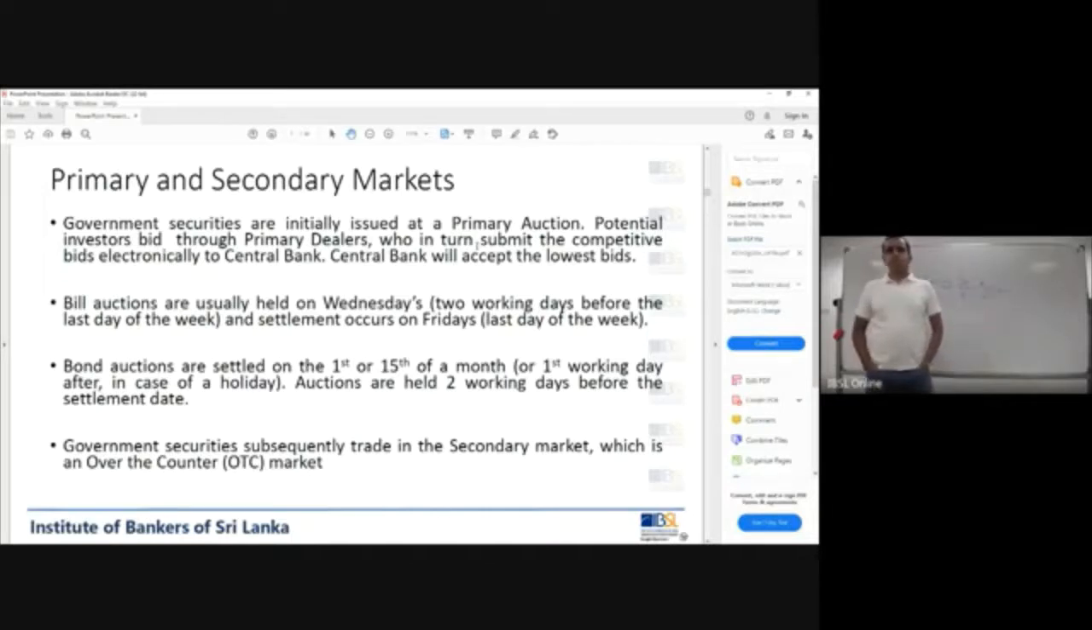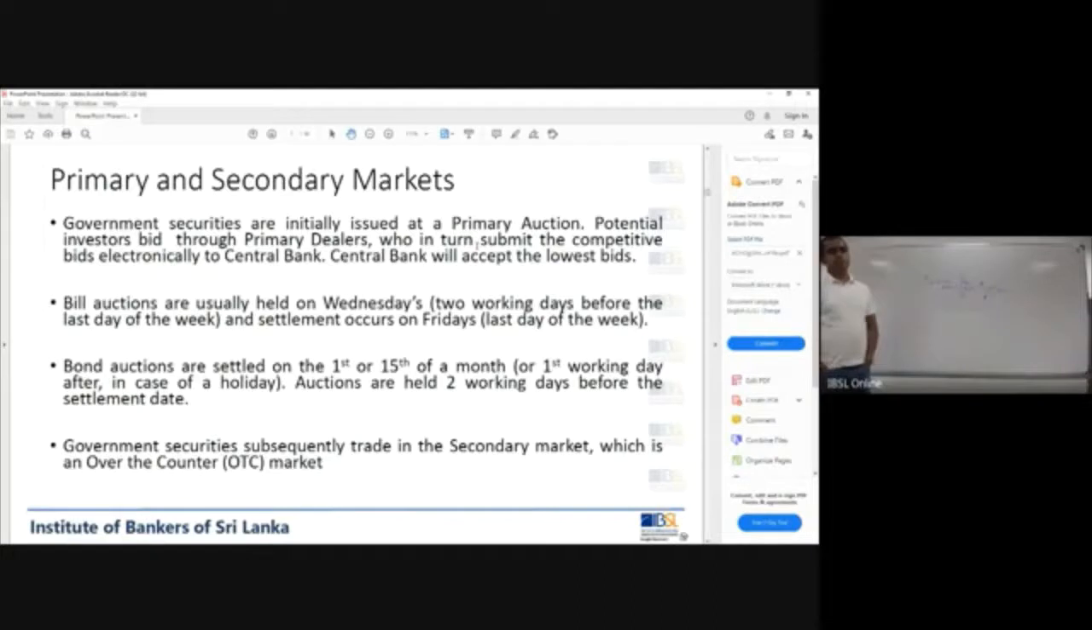Potential investors bid through primary dealers, who in turn submit the competitive bids electronically to the central bank. The central bank will accept the lowest bid. Bill auctions are usually held on Wednesdays, 2 working days before the last day of the week, and settlement occurs on Friday. Right? So every Wednesday there is a bill auction, and the settlement happens 2 days after that on the spot date, which is Friday.